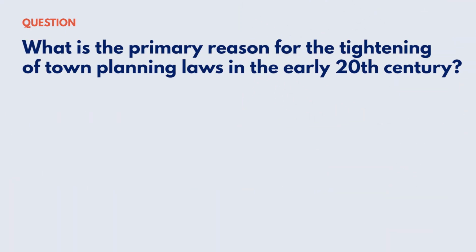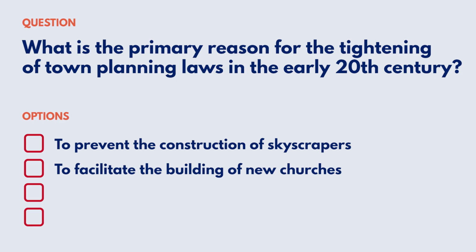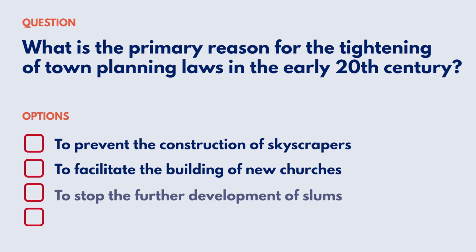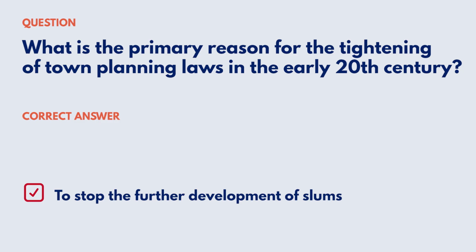What is the primary reason for the tightening of town planning laws in the early 20th century? To prevent the construction of skyscrapers. To facilitate the building of new churches. To stop the further development of slums. To enable the construction of new roads. Correct answer: to stop the further development of slums.